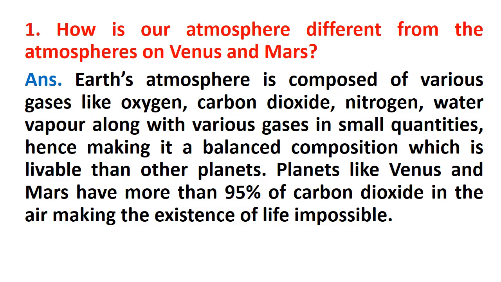So this was about Earth. Now on the planets like Venus and Mars, they have more than 95% of carbon dioxide in the air. And due to this, it is making the existence of life impossible. So this is what I discussed in lecture number 1. This is a direct question. You can write in your own words also.